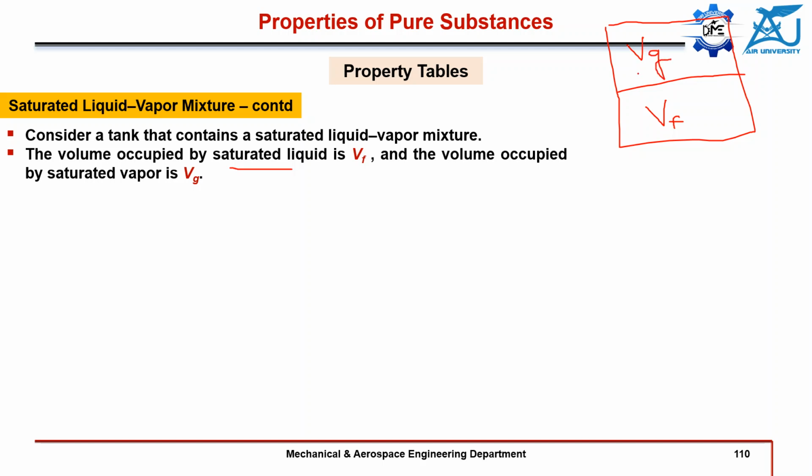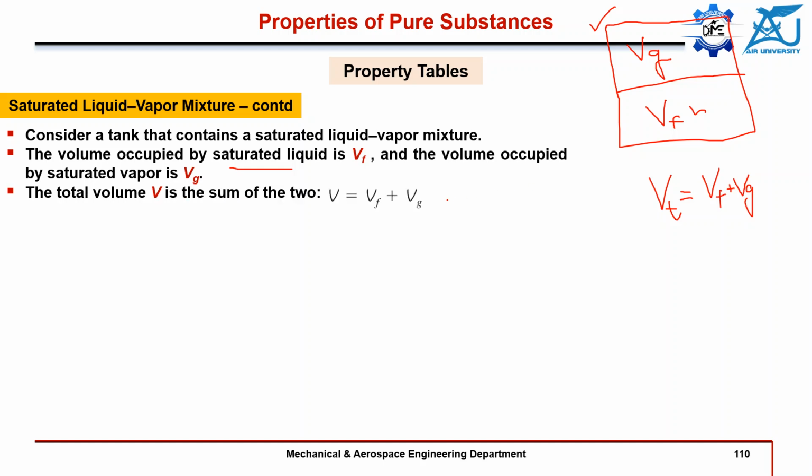This is not the specific volume, this is the actual volume, in cubic meters. So if this is the total volume of the tank Vt, it will be equal to Vf plus Vg. Simply, some part is occupied by the fluid, this liquid, and the rest is occupied by the gas. So the total volume will be this.